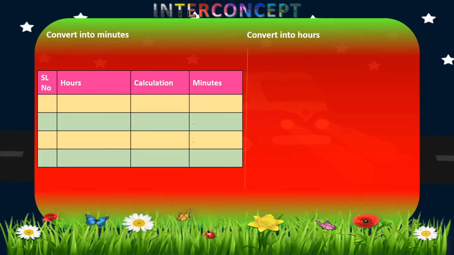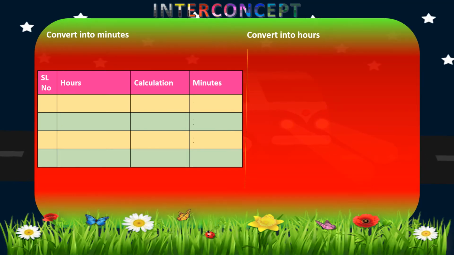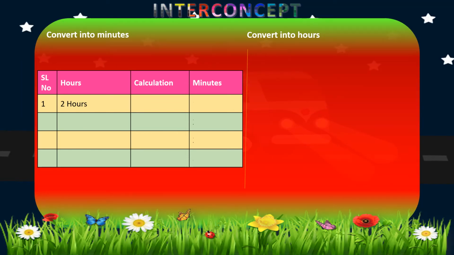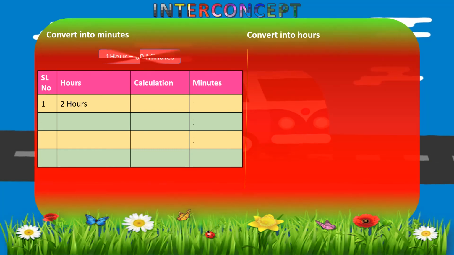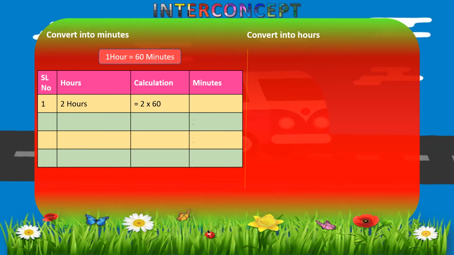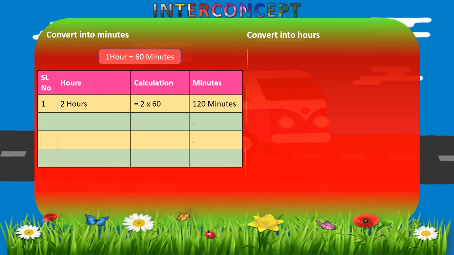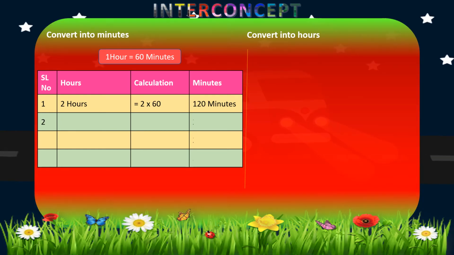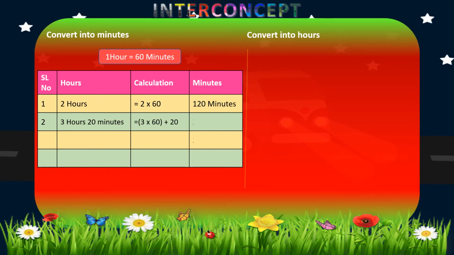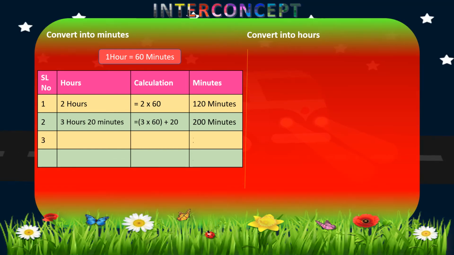Convert into minutes. Here we have hours. Now we can find out the minutes. First one is 2 hours. Student, as we know, 1 hour is equal to 60 minutes. Yes. So 2 hours is equal to 2 into 60 is 120 minutes. And the next one is 3 hours and 20 minutes. So 3 into 60 plus 20 is equal to 200 minutes.